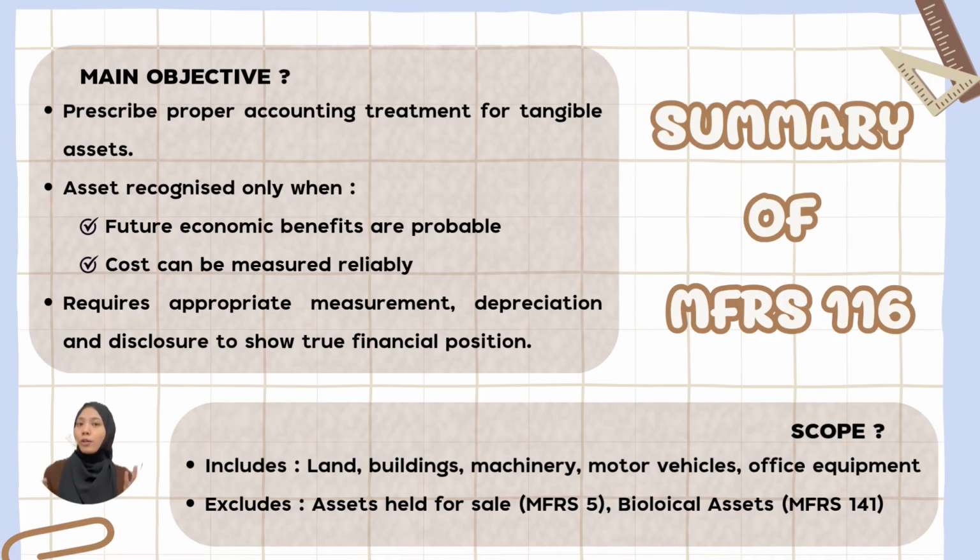How about scope of MFRS 116? The standard applies to most tangible assets used for production or daily operation, such as land, buildings, machinery, vehicles, office equipment. However, it does not apply to everything. For example, assets held for sale under MFRS 5, and biological assets fall under MFRS 141.